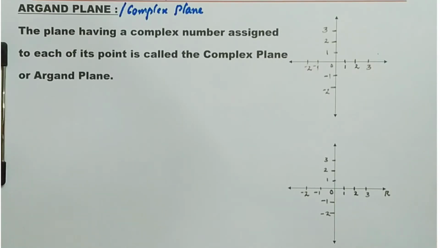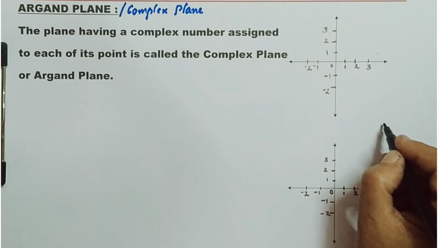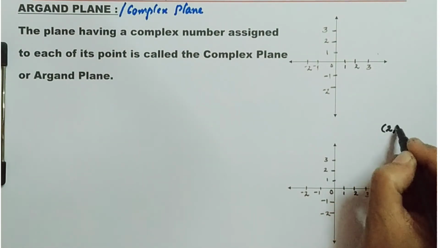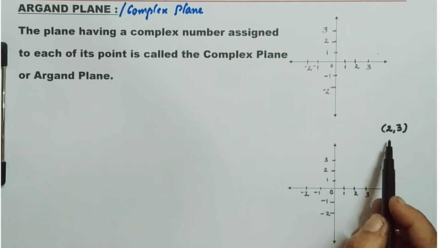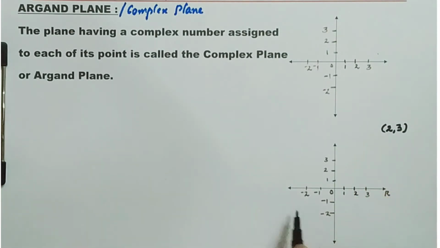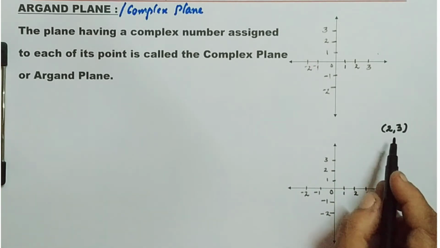Next we are going to study about the Argand plane, otherwise called the complex plane. In simple terms, the plane which is used to represent complex numbers is called the complex plane or Argand plane. You know that corresponding to every ordered pair of real numbers x, y, for example 2, 3, you have a unique location for the point 2, 3 in this plane.